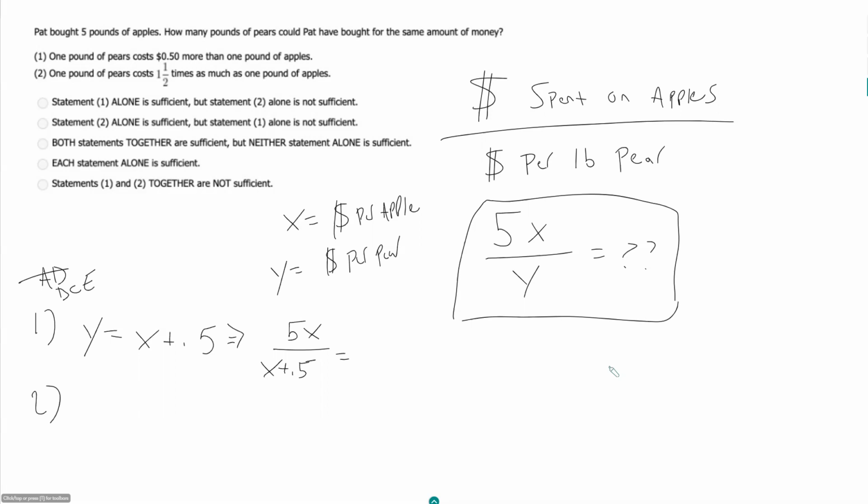1 pound of pear costs 1.5 times as much as 1 pound of apple. So now we are saying Y is equal to 1.5, or 3/2 times X. So now this is a proportion, and so I'm thinking this will be sufficient, because now we can say we got 5X over 3/2 X.